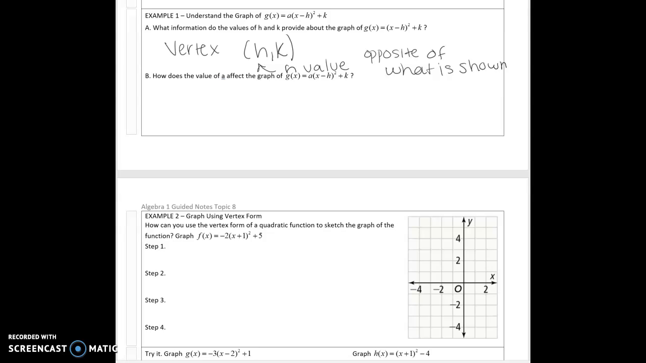Okay, and then how does the a value affect it? We already said the a is the dilation. And if there is a negative sign, it's going to reflect over the x-axis, so it's going to be going downward.